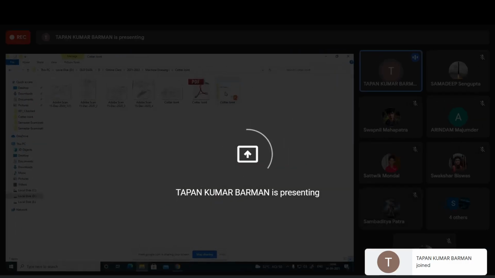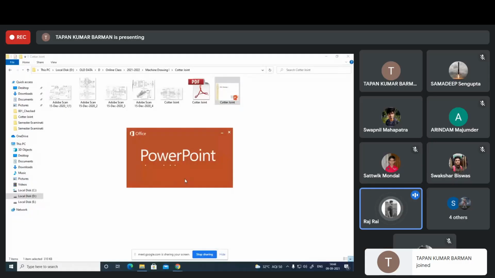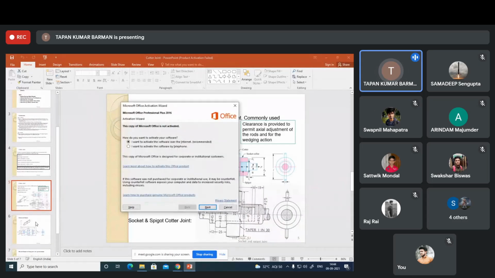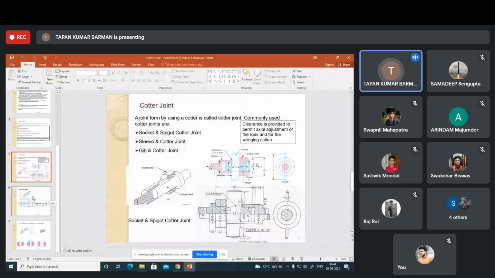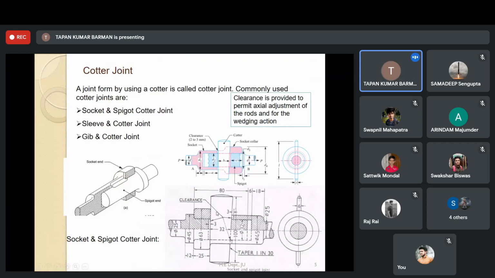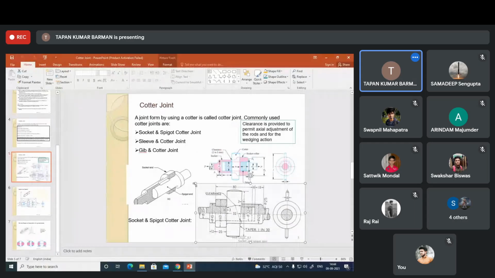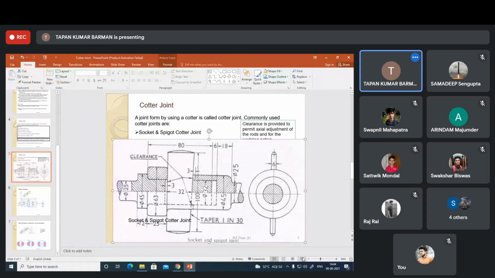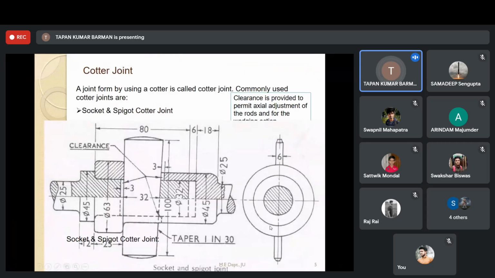Can you see my screen? Yes, sir. Screen is visible. So before I start the formal topic on the cotter joint, I want to show this drawing. The drawing is visible to you? Yes, sir. So this drawing we will draw in our class.